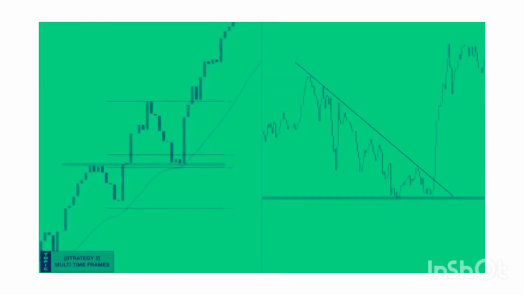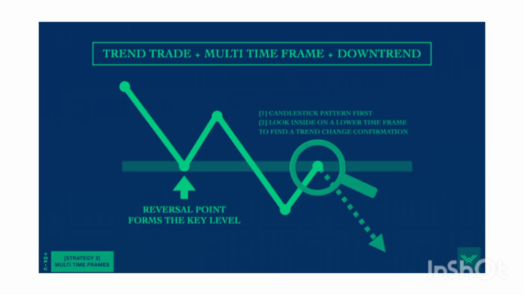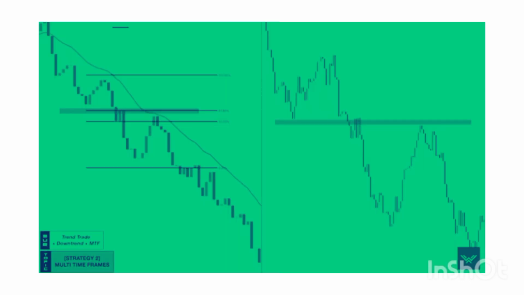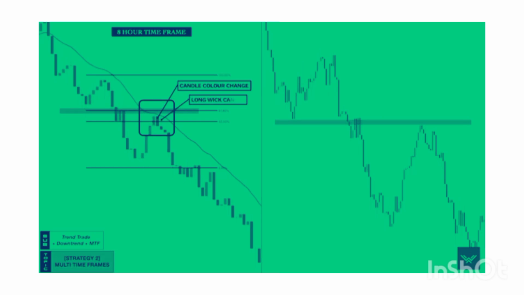So now, going in the opposite direction. A trend trade in a downtrend using multi-time frames. So on the left is the 8-hour time frame. You had your moving downtrend and your short trade opportunity right here at the area of confluence. Once price pulled back to the area, you had a candle color change and one where the wick is sticking out. That's when you would look inside for a trend change and use a lower time frame such as the one on the right, which is the 2-hour time frame.